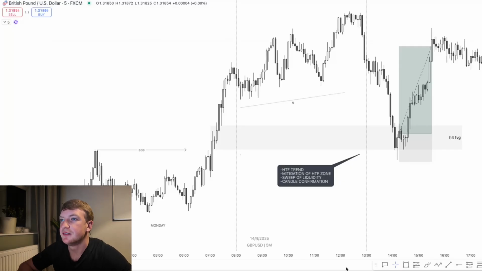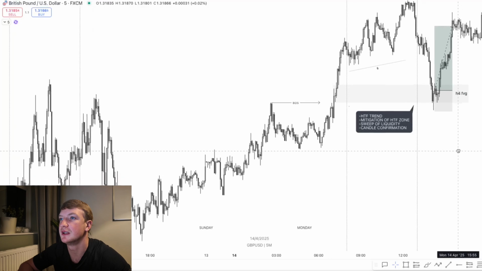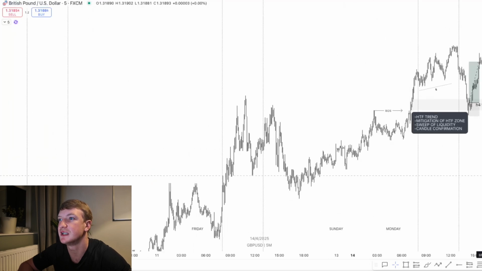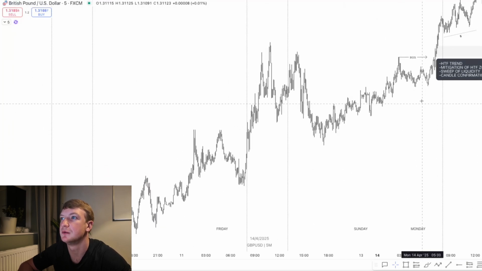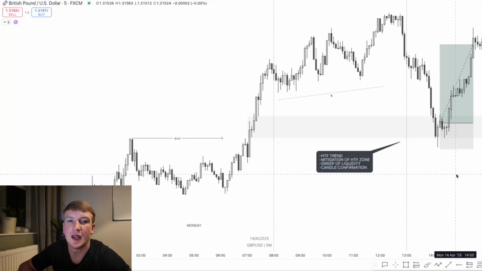So first things first, when I'm trading, I always like to be going with the higher time frame trend. So as you can see, we're clearly bullish. We've been in an uptrend for quite a while now. So I wasn't looking for anything other than buys. Now, if I'm looking for buys, I want to be looking for a higher time frame zone to buy from and then scale down on the lower time frame.